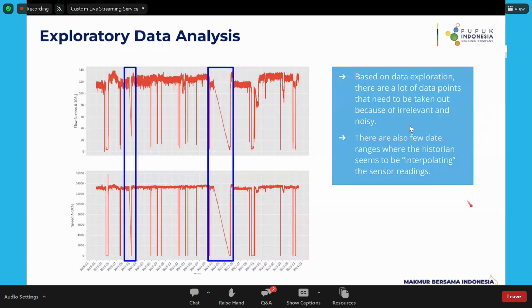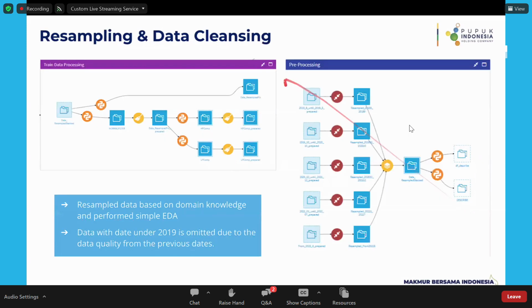And then after we remove this data that we deem irrelevant and noisy, we do some resampling because the size of the data is quite huge from 6 years of operations. So we resample the data to make it more efficient. The process can be much faster and more efficient in terms of computing.